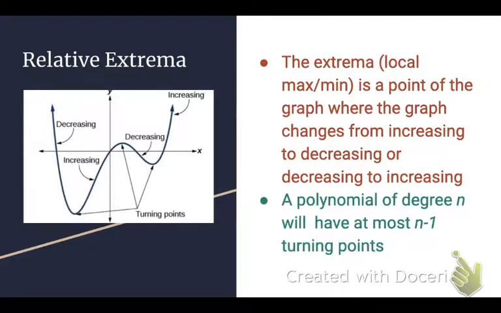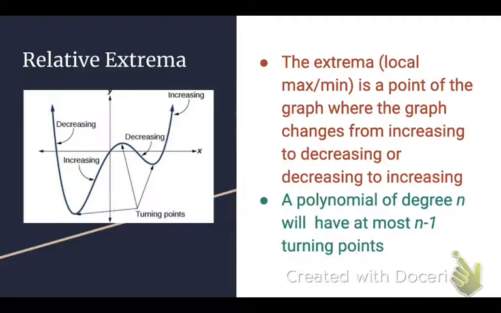Whatever the degree of your polynomial is, you will have at most n minus 1 turning points. So a cubic function, we could see up to 2 local max or min. It may only have 1 depending on how much of a change there is on the graph. Sometimes it's a little bit harder to see if the graph hasn't been stretched a lot. Same thing with a quartic function.